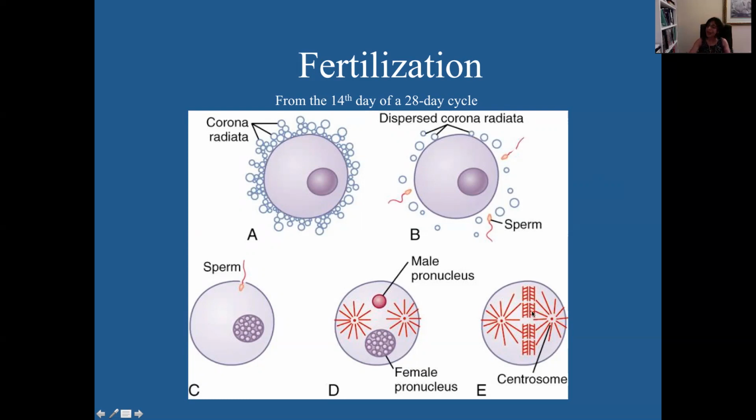So 23 chromosomes from the sperm nucleus and 23 chromosomes from the nucleus of the ovum. They pair up and become a complete set of chromosomes, and that's what you call a diploid cell. And the resulting structure is what we call a zygote. This process of the fusion of the maternal and paternal chromosomes resulting in a zygote is what we call fertilization. This typically happens within the fallopian tube.